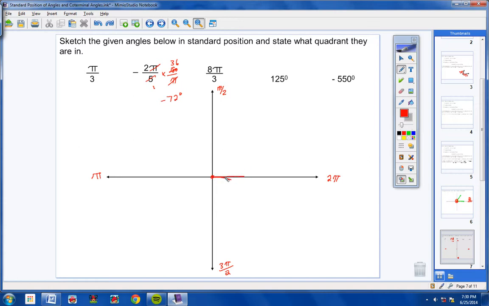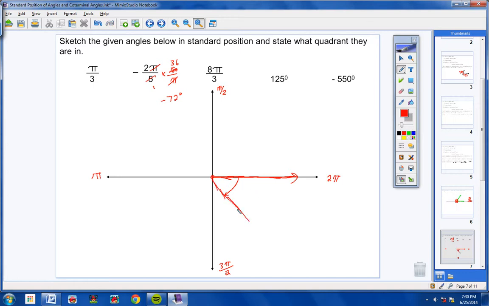So let's go ahead and draw our initial side first. And then remember, if it's a negative angle, you're going to move clockwise, not counterclockwise. If it was a positive 72, then we would rotate up to about right here, and then go ahead and draw our angle and put 72 degrees here, or 2 pi over 5. But it's a negative 72 degrees, and so we're going to rotate down this way to about right there. I'm just estimating, of course.